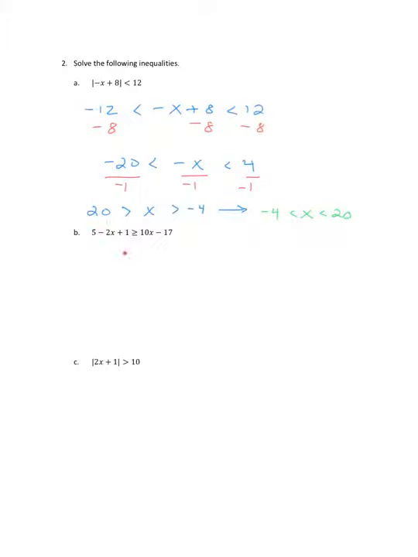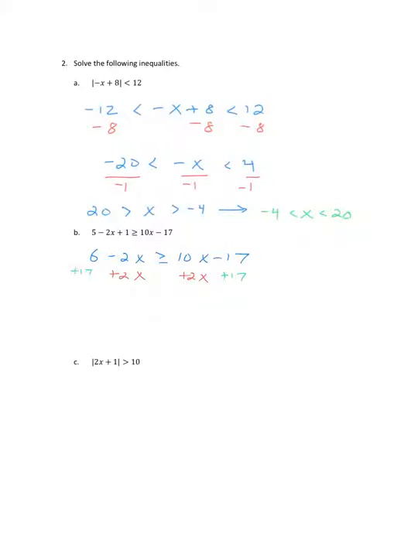Okay, so for part B, I think I'm going to combine some like terms first. I see on the left I have a 5 and a 1. That's 6 minus 2x is greater than or equal to 10x minus 17. I think I'll add 2x to both sides as well as add 17.